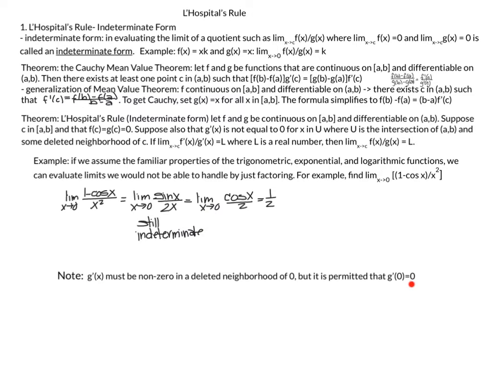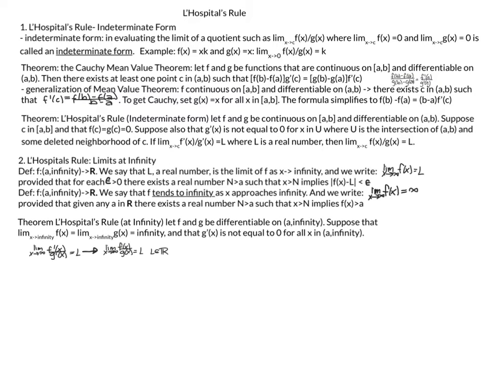The second thing, as you noted here, when we looked at the derivative of g of x, we saw that g prime of 0 is equal to 0, but that's okay because to follow L'Hopital's rule, it's not that g prime of x is not equal to 0 anywhere, it's that it's not equal to 0 in the deleted neighborhood of c, so it can still equal 0 at our point c.